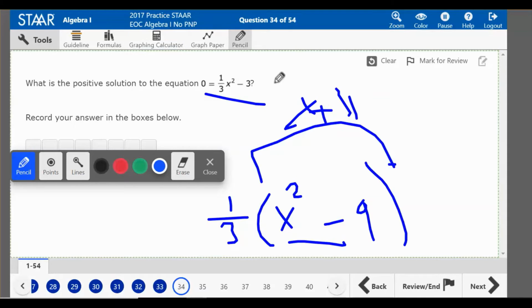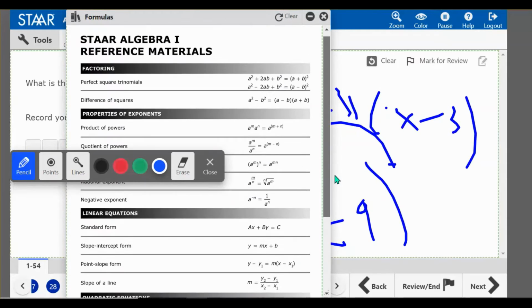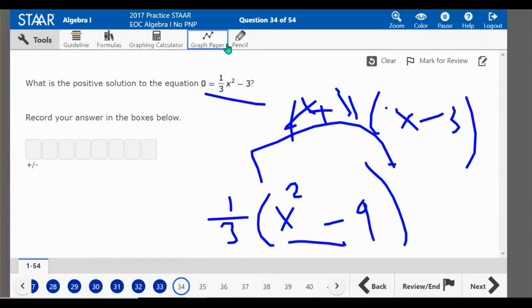This is a formula that you guys learned, a squared minus b squared. I think it should be in the formula chart here, if I'm not wrong. No, actually, it's not in the formula chart, but this is a really helpful formula. So the positive solution is 3.